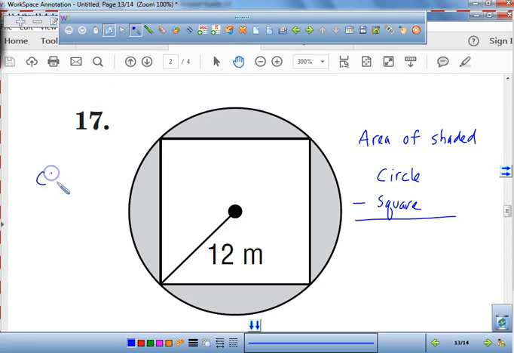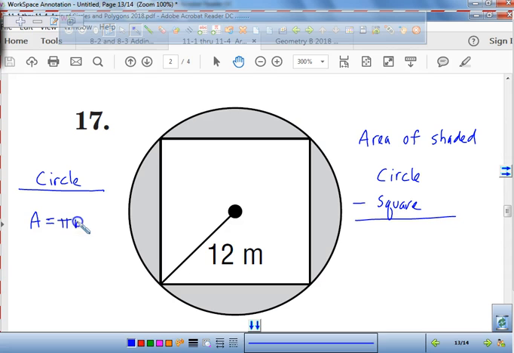Now I want you guys to write circle. And what's the formula for the area of every single circle? That's circumference, no. There you go, there's your formula. You need to know that. Circle area is equal to pi times the radius squared.